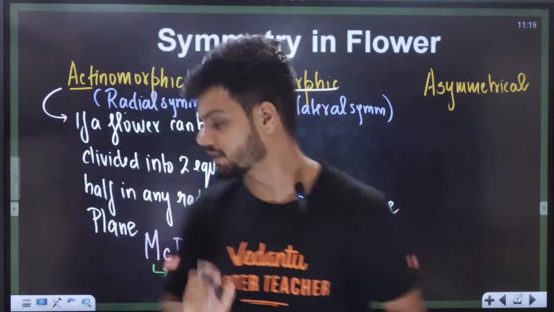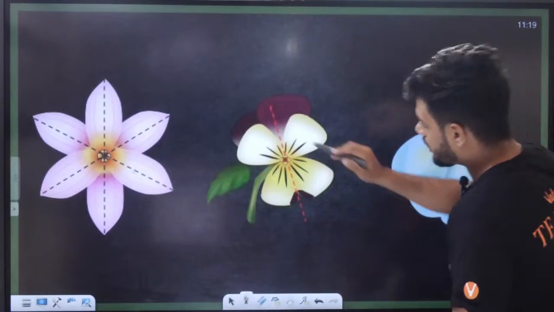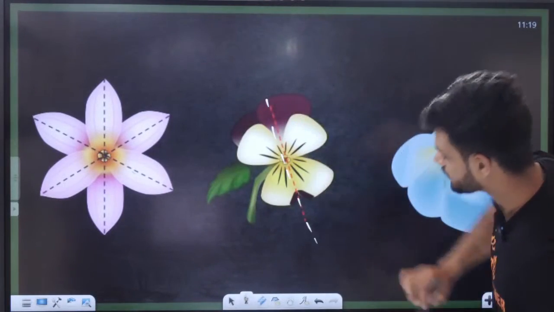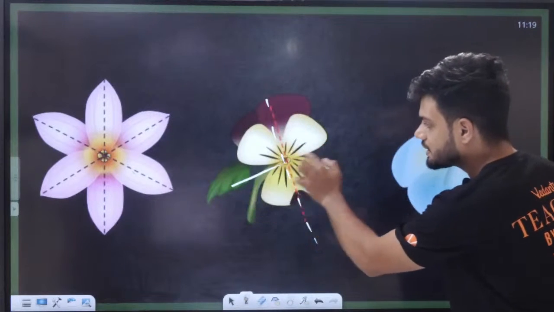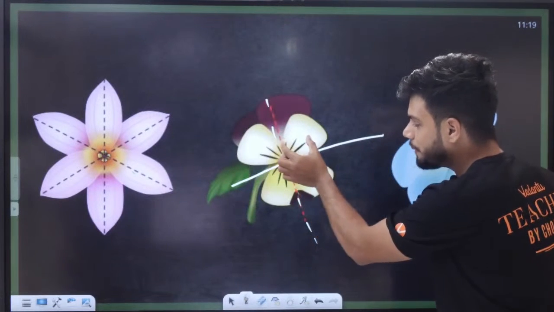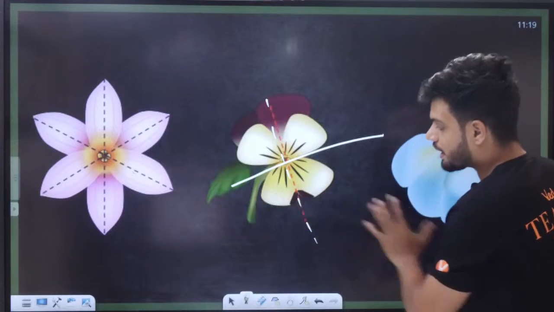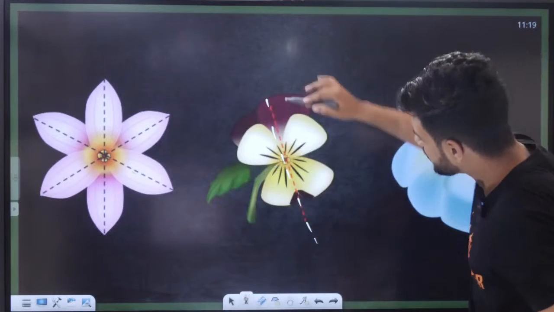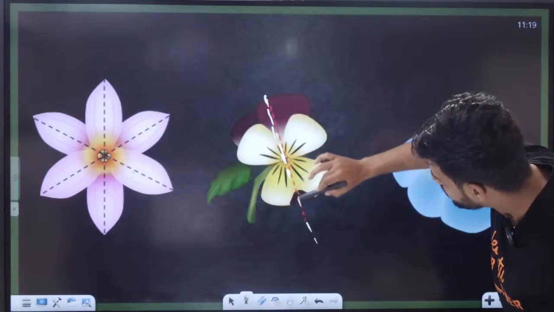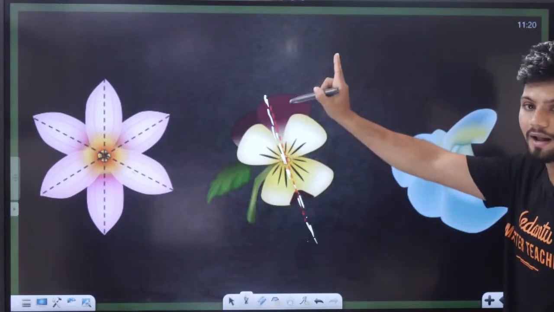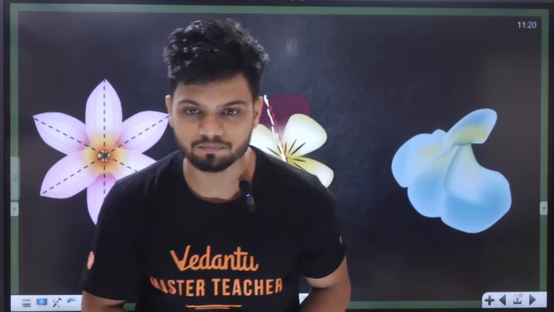Understand. See here, this flower right here, I can cut it this way, only in one plane. If I cut it the other way, these two petals are smaller and these two petals are larger, so it cannot happen. So you can cut the flower into two halves in only one plane, and that is called your zygomorphic. Only in one plane.